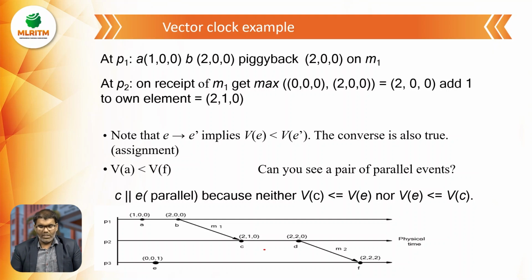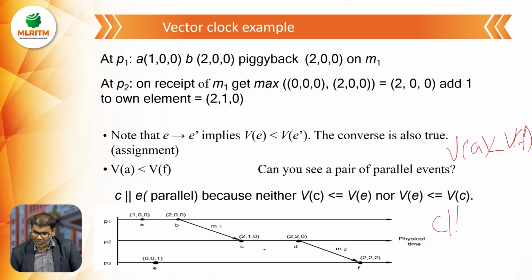We add 1 to process p2, so after adding we get the element 2 comma 1 comma 0. Note: e happens before e' implies vector of e is less than vector of e', which evaluates as true. Next, v(a) not less than or equal to v(f) can be used for parallel events. For example, c is parallel to e, and we write it like this, because neither v(c) ≤ v(e) nor v(e) ≤ v(c). So we represent it like this.